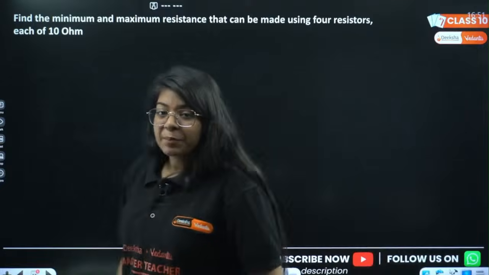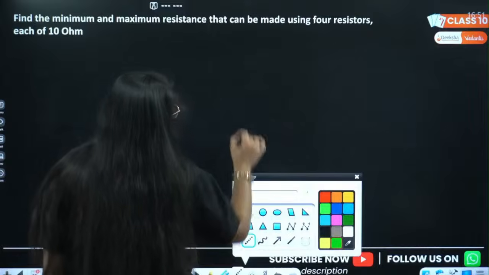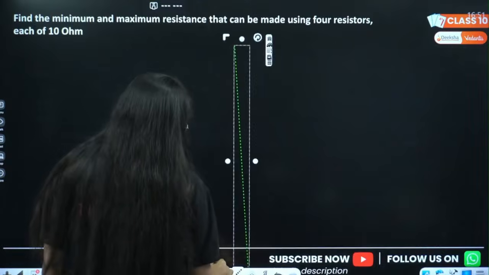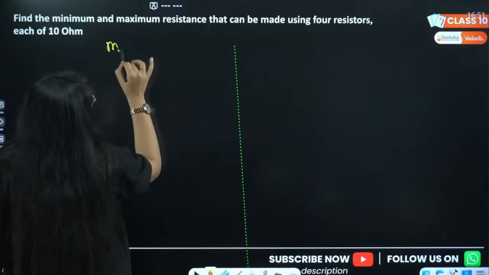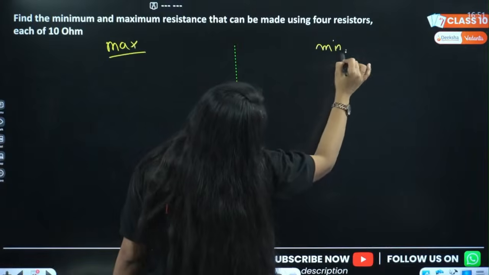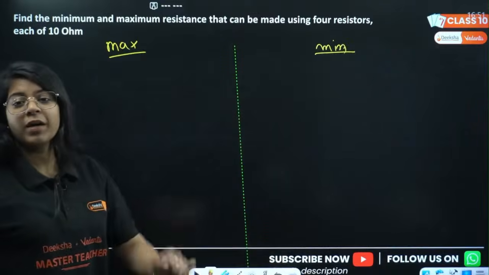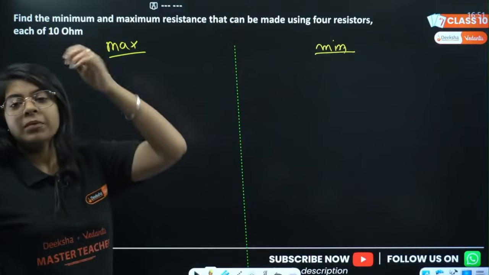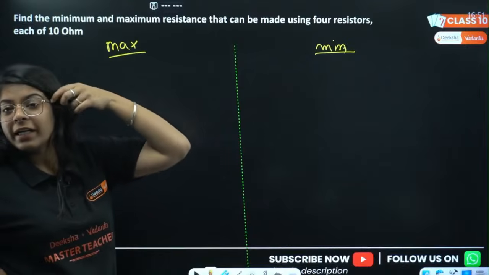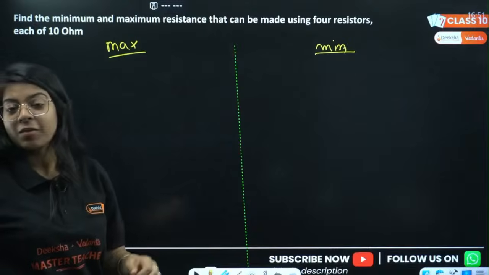Maximum and minimum resistances that can be made using 4 10 ohm resistors. We want to make the maximum and we want to make another one that is minimum. आया समझ में? For maximum the resistances will be joined in series, for minimum it is parallel.